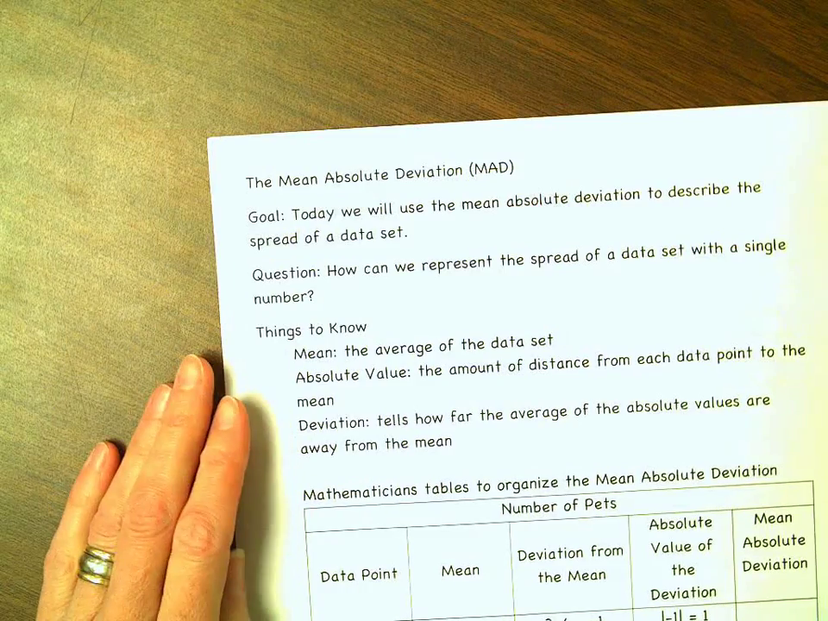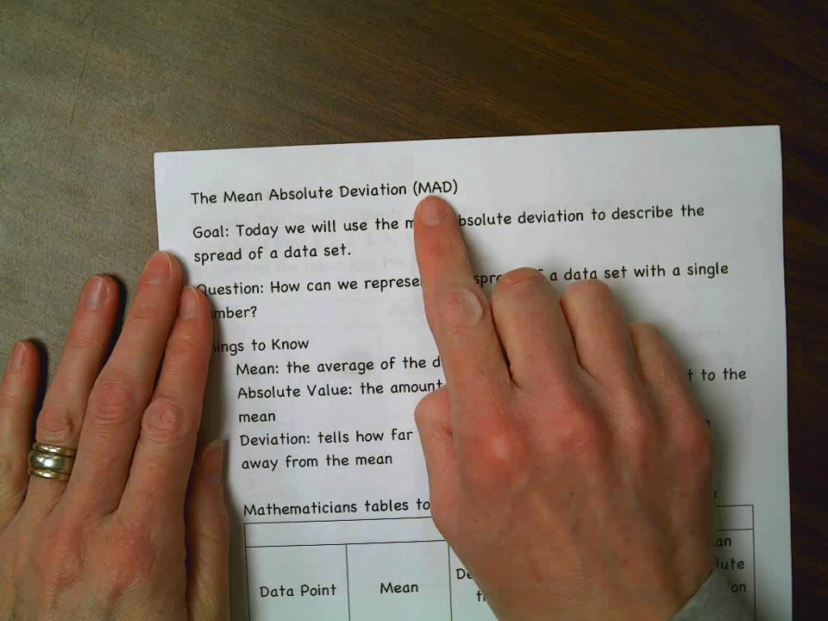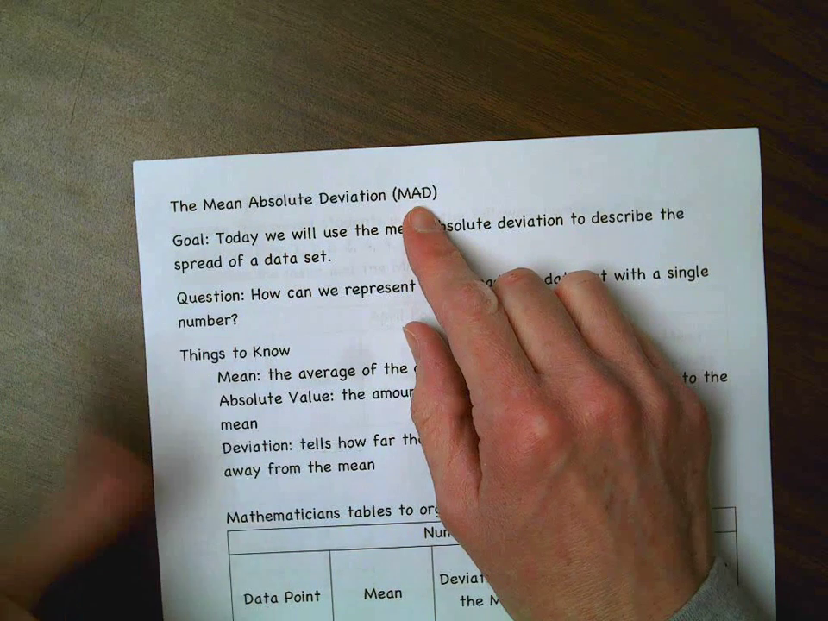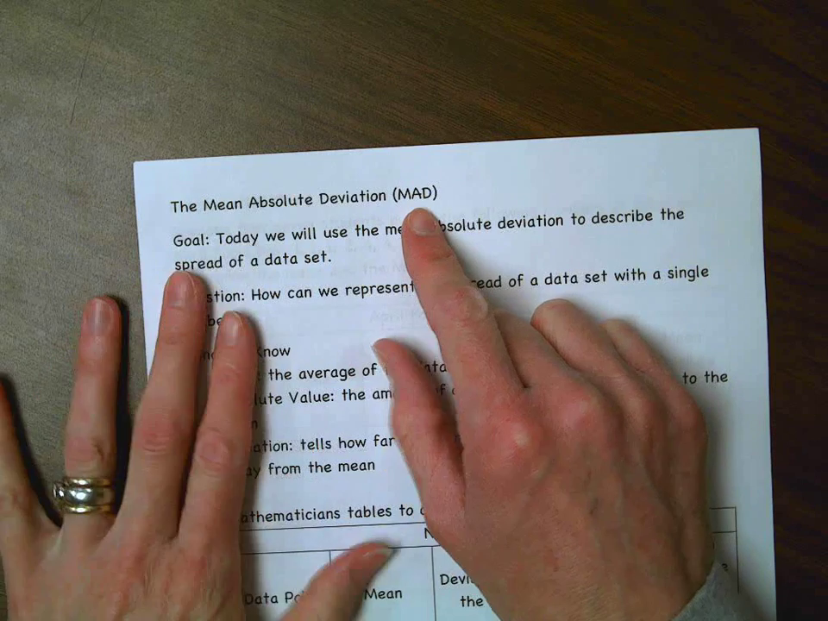Mean absolute deviation. This is actually a very fun lesson. It can kind of be tricky, but it's very fun. Okay, the mean absolute deviation, and we call it MAD for short, so we don't have to say all of those words. Sometimes when people get done doing the mean absolute deviation, they feel like they're going to go mad, but don't worry, we'll get you through it.